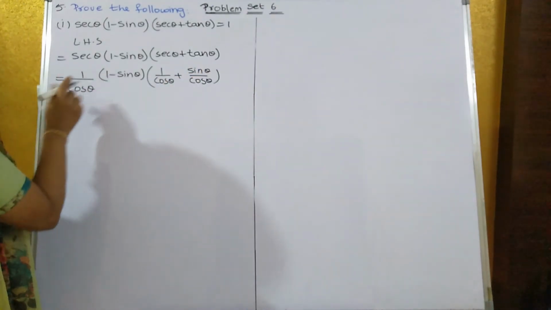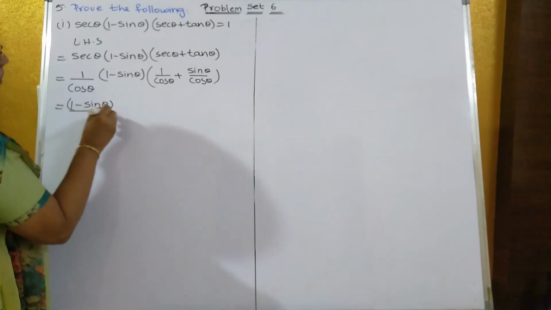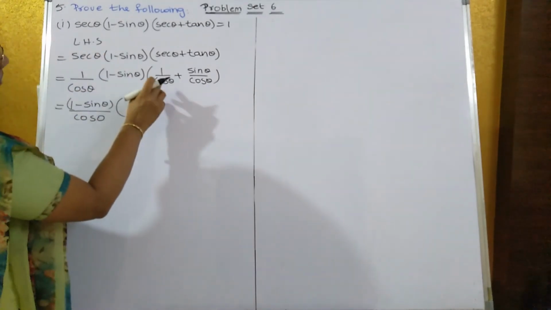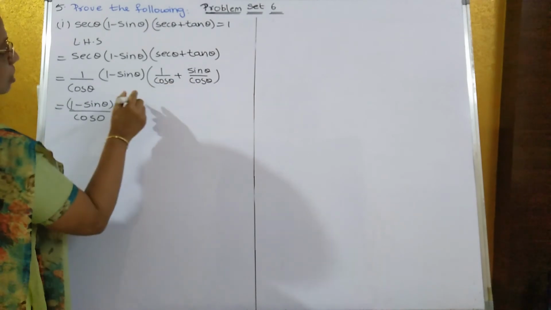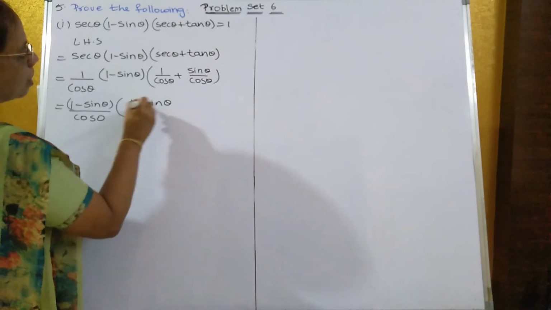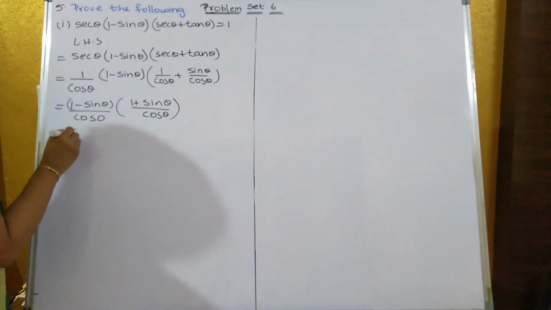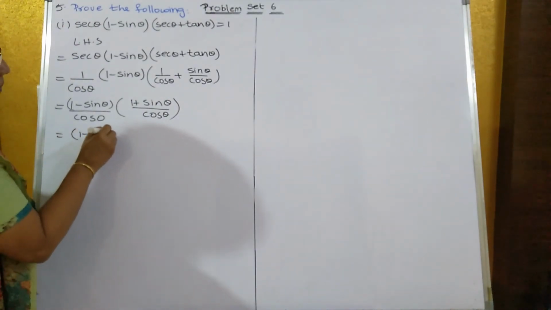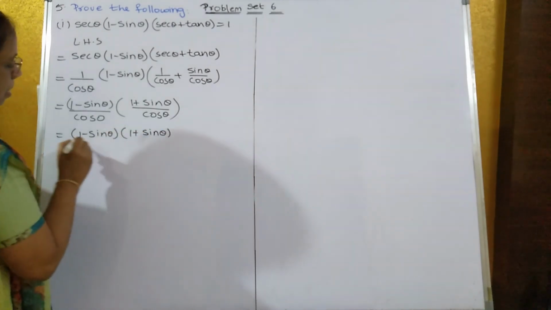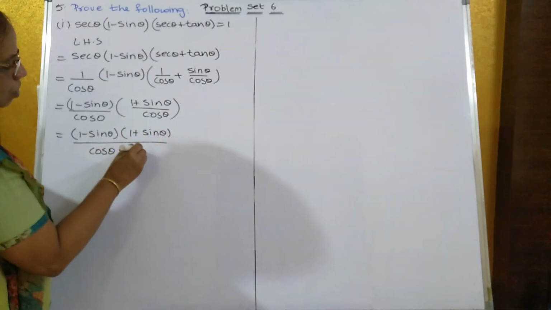Now 1 into 1 minus sine theta is what? 1 minus sine theta upon cos theta into, now equalize the denominator. Here the denominator is already equal, so what will be next? 1 plus sine theta upon cos theta. Denominator is equal, so we'll keep it like that only. So that's equal to 1 minus sine theta into 1 plus sine theta and cos theta into cos theta.